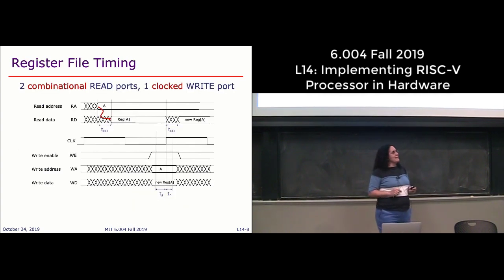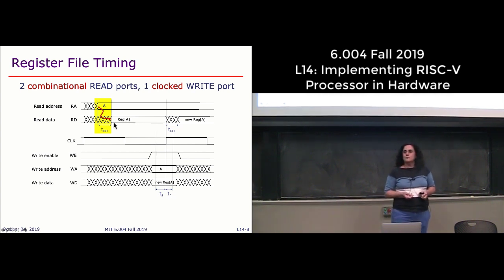So let's see what exactly that means in this timing diagram. All right, so what's going on here? We're going to start off looking at a read operation, okay? So what do I have here? I've got a read address, A, that becomes available to me at some time. And then some propagation delay after I got that address, I'm going to be able to read the contents of register A on my read data port. Okay? Any questions about that? So that's a combinational read, okay?